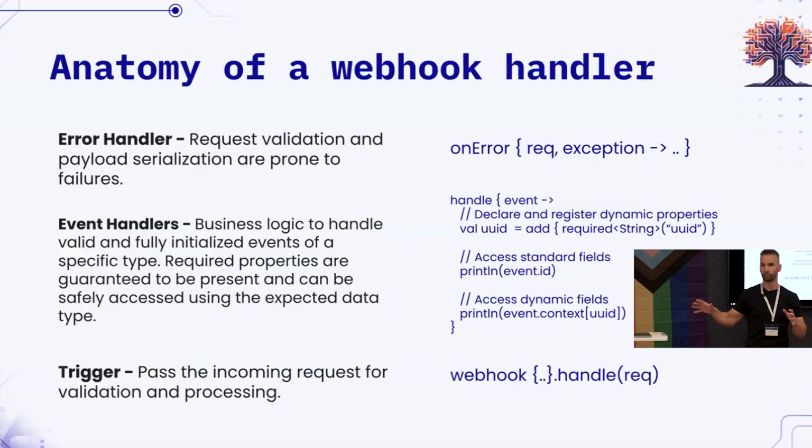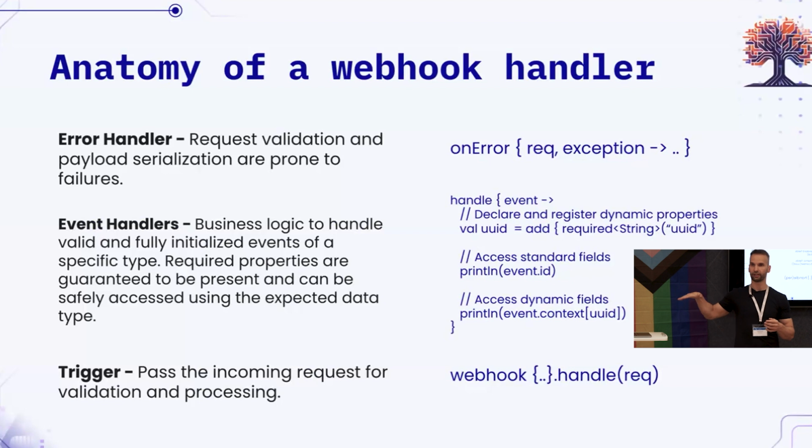So anatomy of a webhook handler very quickly. I think this is the last slide before the demo. So there's the error handler, obviously, because if you think about it, the webhook handler receives an event. That event needs to be validated, needs to be deserialized. It's inspected. There are certain expectations, so anything can fail. So there is an error handler which essentially catches the exceptions and allows you to send the failed request to DLQ or log or send some metrics.